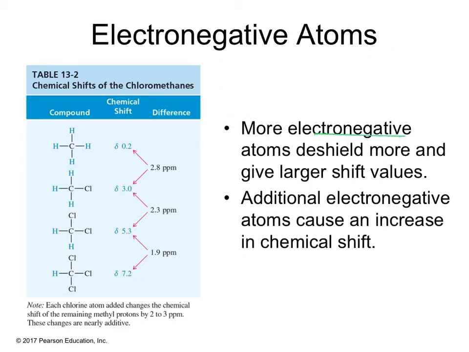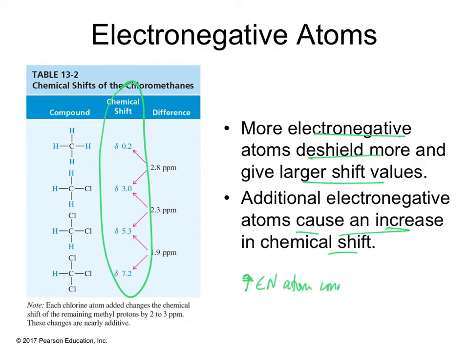So the more electronegative atom deshields and gives you a larger shift value. So additional electronegative atoms would cause an increase in chemical shift. So the chemical shift, the ppm, tells you about your electronegative atom. So if you increase the electronegativity of the atom that's connected to the carbon, then your hydrogen is going to have a larger ppm value. It's going to show up at a larger ppm value.